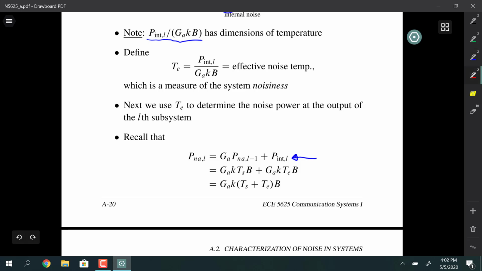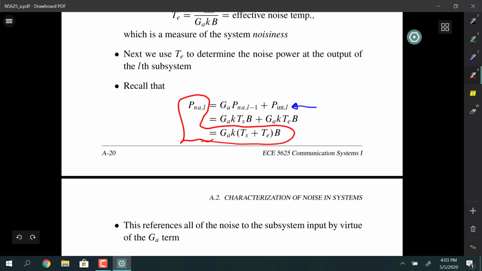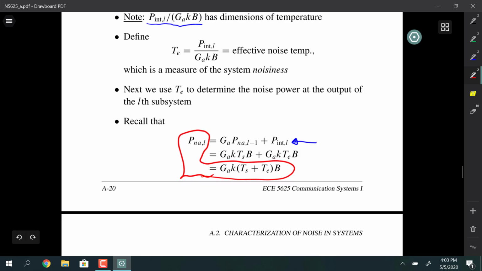This is probably the most important equation that comes out in this section, that the power available at the output of the L subsystem is the gain of that L subsystem times Boltzmann's constant, and then times the quantity, the temperature of the source plus the effective temperature of the component. So this is just another way of modeling in terms of temperatures, and this ends up being used an awful lot. It's a way of modeling an entire subsystem lumped together.